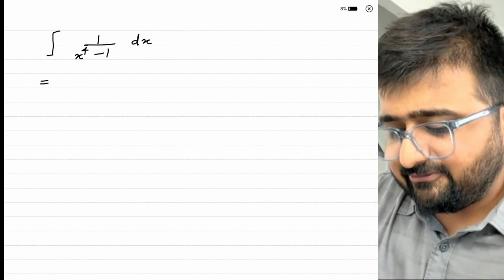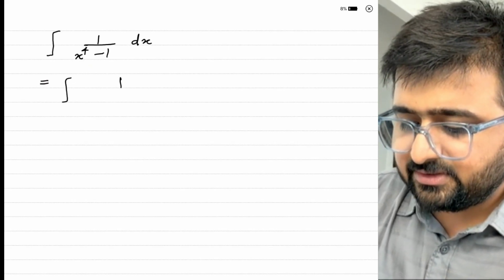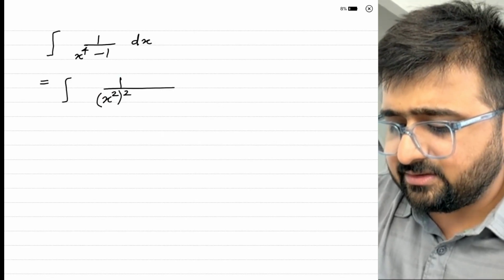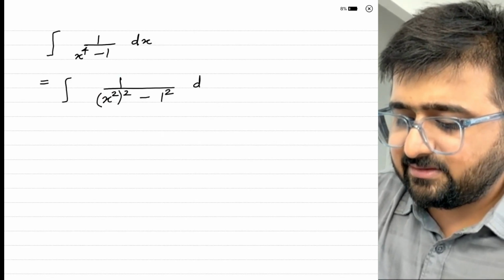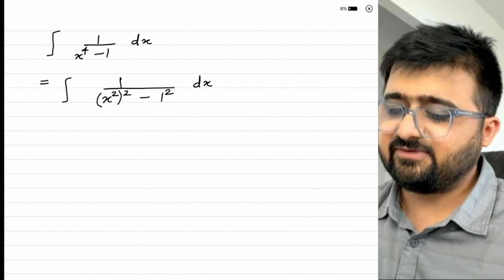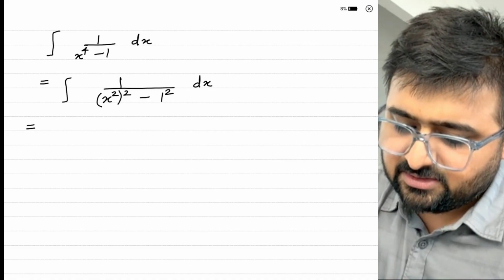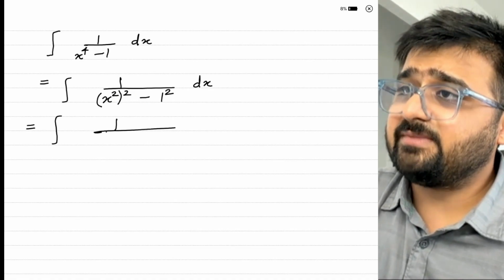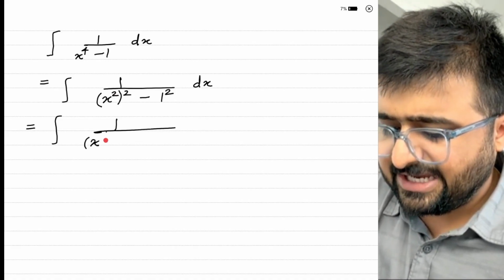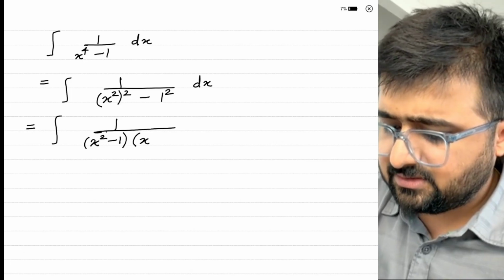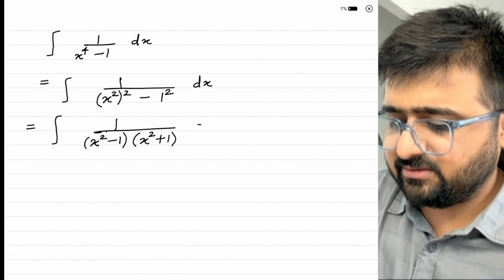Let's see if we can factorize that x to the power 4 minus 1. So what you can do is you can actually write this as x square minus 1 square. So let's try to convert it in terms of factors. If we were able to factorize it, we can do partial fractions easily. So we have the integral of 1 over this, which can be seen as a square minus b square. So it is a minus b and a plus b. So you can write it as x square minus 1 and x square plus 1.